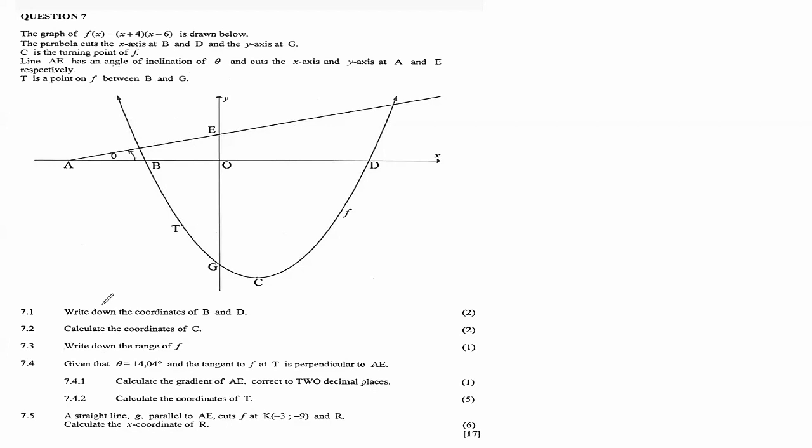Then 7.1 says write down the coordinates of B and D. If they say write down, that means it's something that you can visibly see from either your diagram or from just reading the statement here. So given our equation, f of x is equal to x plus 4, x minus 6, we can see that the equation is in root form. If it's given in root form, we can find our x-intercept by simply equating that to 0. So for 7.1, that's x plus 4, and then x minus 6.